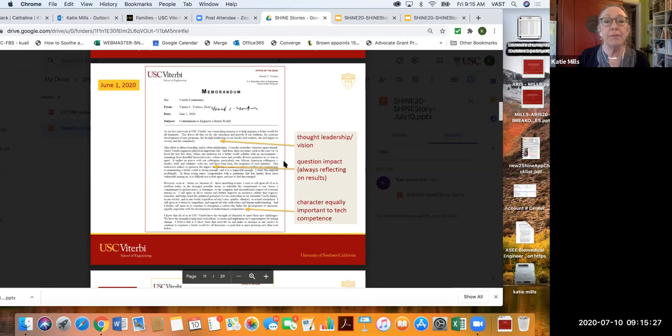Okay. Back in first week, we also pointed out a part of Dean Yortzos' memo where he's questioning impact. And again, that is one of the values of scientific research, is we're always circling back. Did I have the impact I wanted, that I planned on? I have to reflect on my methods, my results, my discussion, what I think of those results. And one of the things that I personally like so much about Dean Yortzos is that character is as important to him as technological competence.